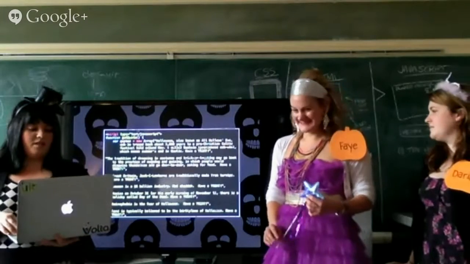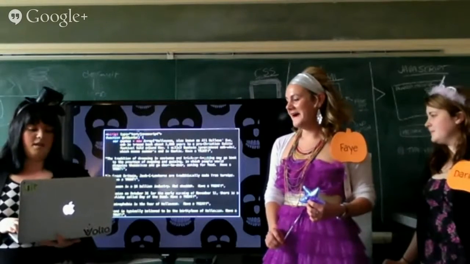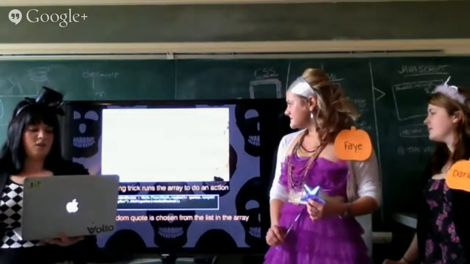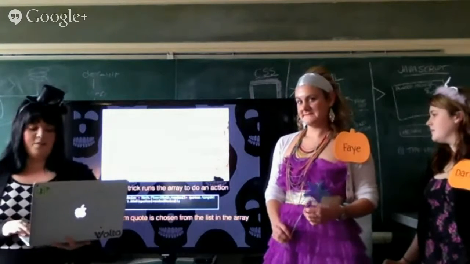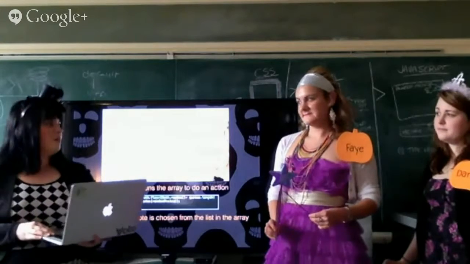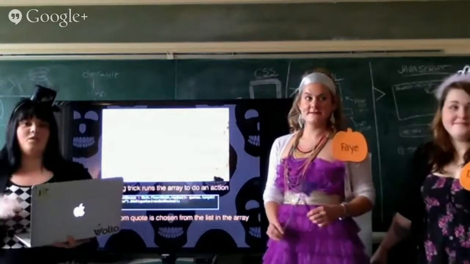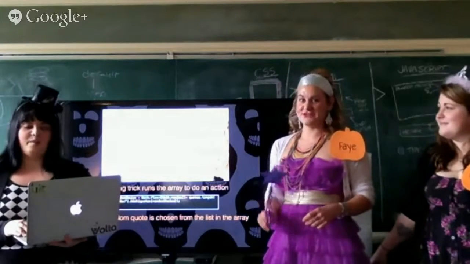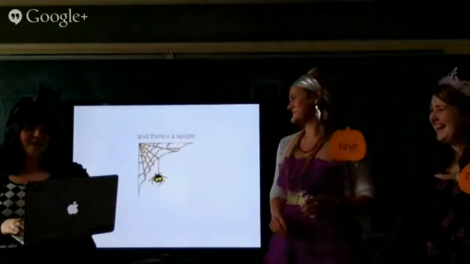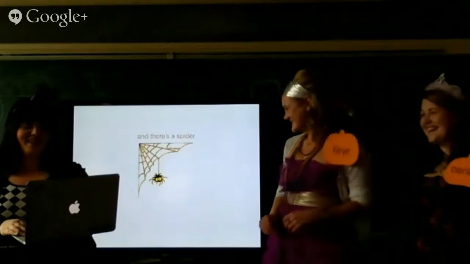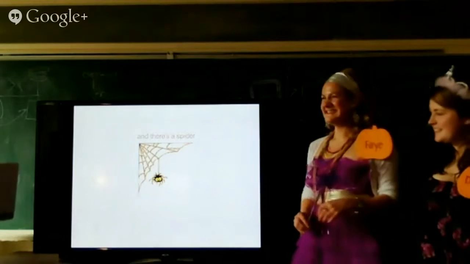The first one just shows some of the quotes and information we used. Basically, the clicking trick runs the array to do an action, and then a random quote is chosen from the list in the array. So that's pretty much the extent of it: a random quote or challenge, which you will see in our demo. The challenge is to earn the treat, which is the second array. This is escape. There you go. And there's a spider.